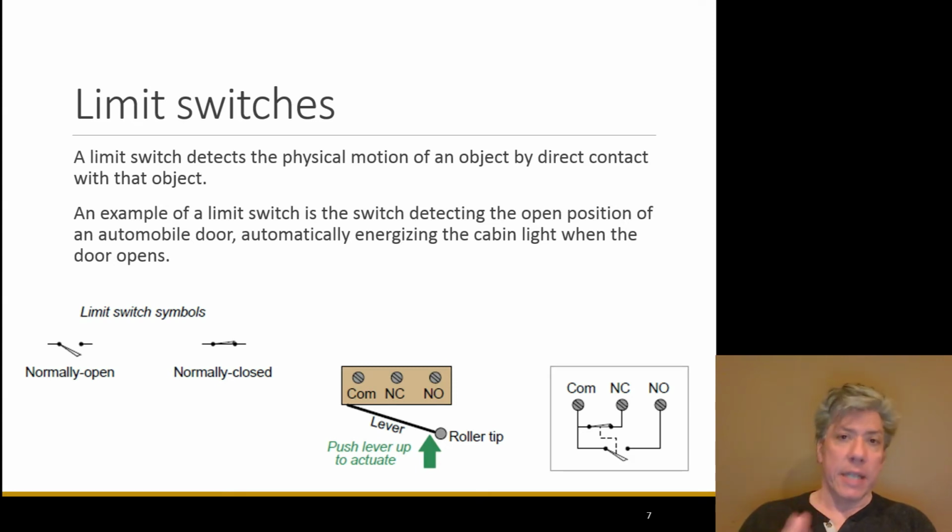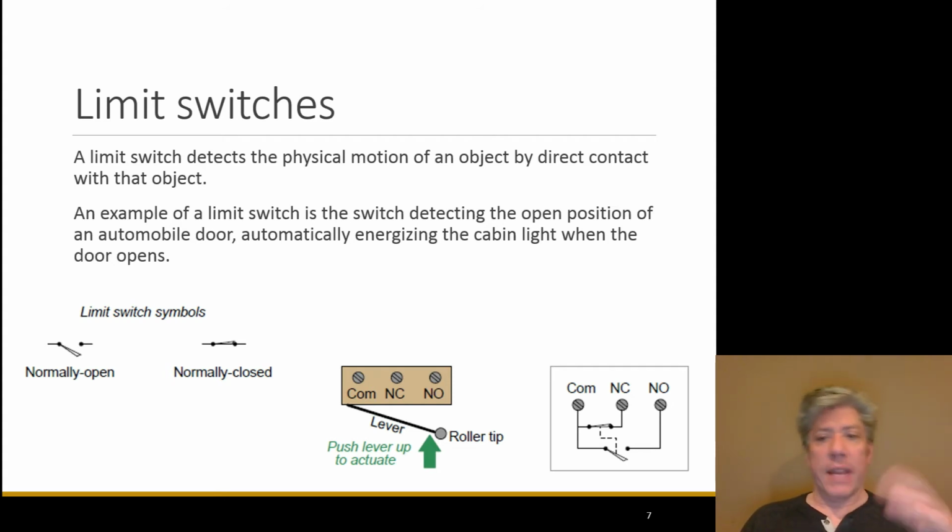They may not look exactly like this, but they certainly do change their status when the car door is open so that the dome light can come on. Now, if the switch normally passes power, then it's normally closed. In other words, when the lever's not being pressed on it, it's normally passing power. If it's normally open, then it's not passing.